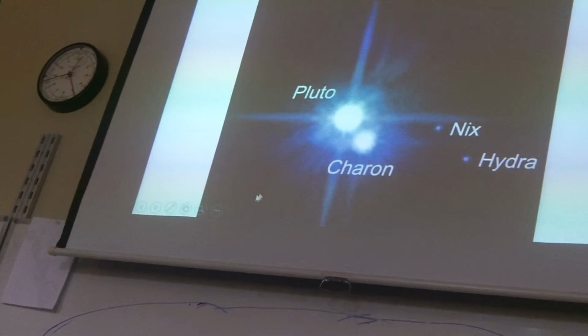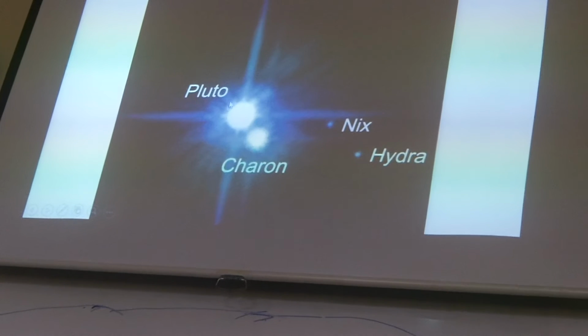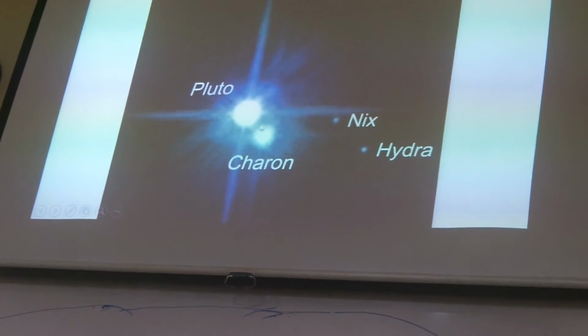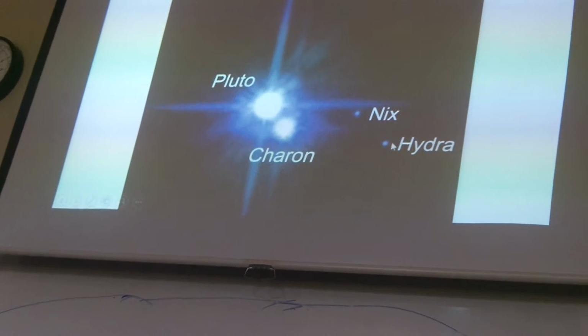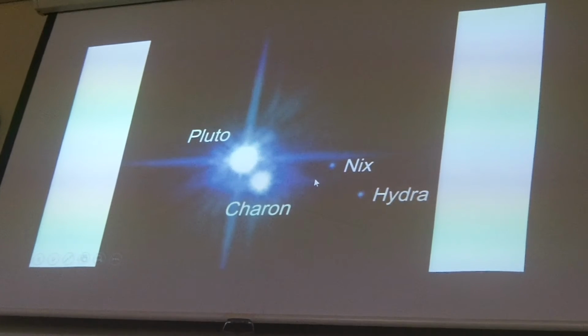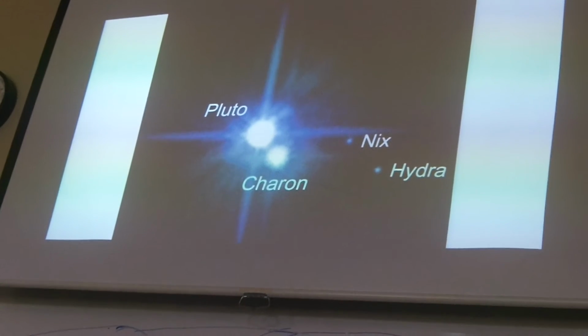Yeah. And so Charon and Pluto are associated in mythology. And then there's a couple other moons that go around Pluto called Nix and Hydra that were discovered. And that was the best picture we had of Pluto until last year.